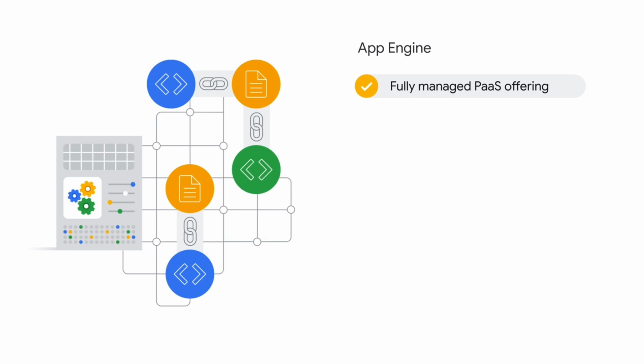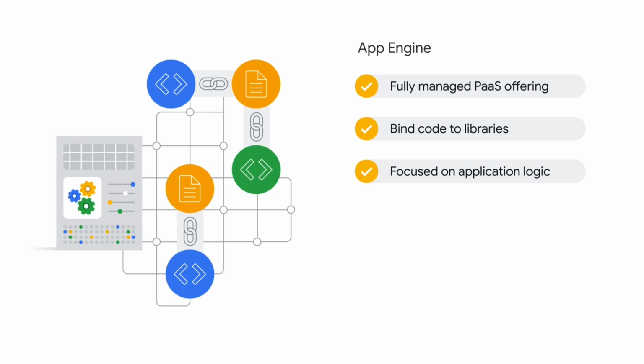The third computing service offered by Google is App Engine. App Engine is a fully managed PaaS offering, or platform as a service. PaaS offerings bind code to libraries that provide access to the infrastructure application needs. This allows more resources to be focused on application logic instead of deployment. This means developers can just upload code, and App Engine will deploy the required infrastructure.